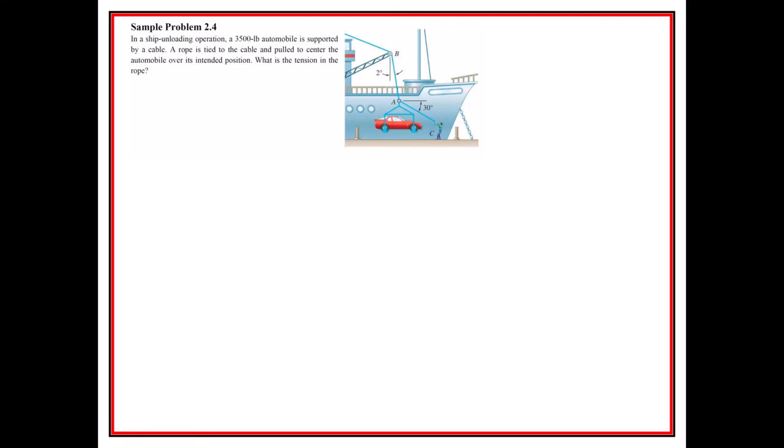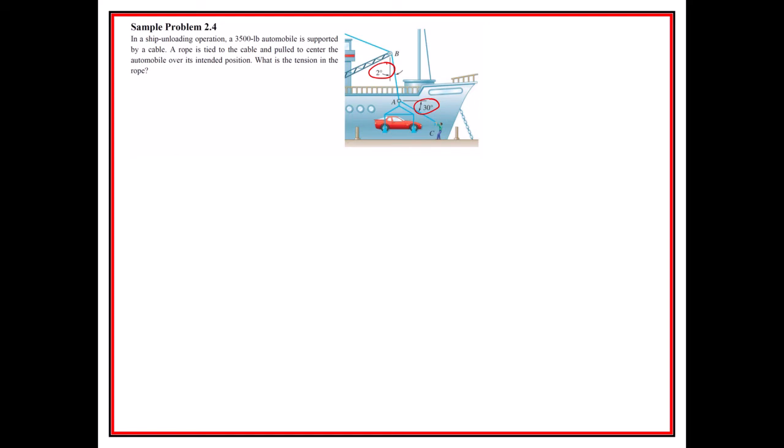Okay, so here is the first sample problem out of the book. This is sample problem 2.4, and we have the ship, and they're removing this 3,500-pound automobile from the ship, and it's being supported. You can see this dude is pulling on that cable, and it's resulting in a 2-degree motion here, and the cable makes a 30-degree angle with horizontal, and it's a 3,500-pound vehicle.